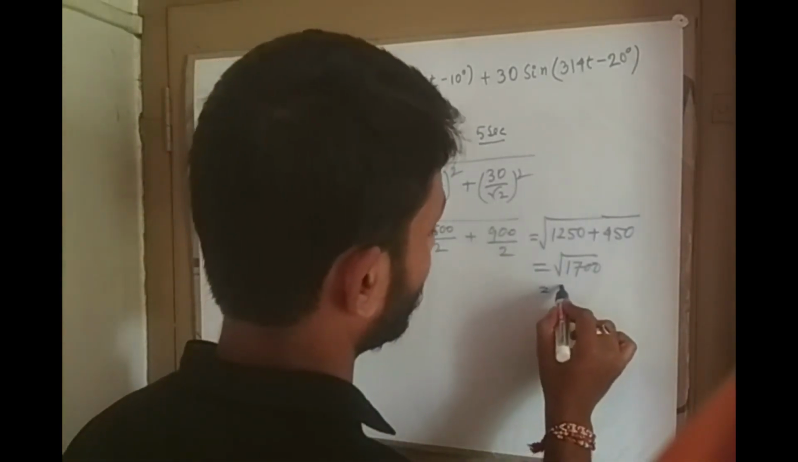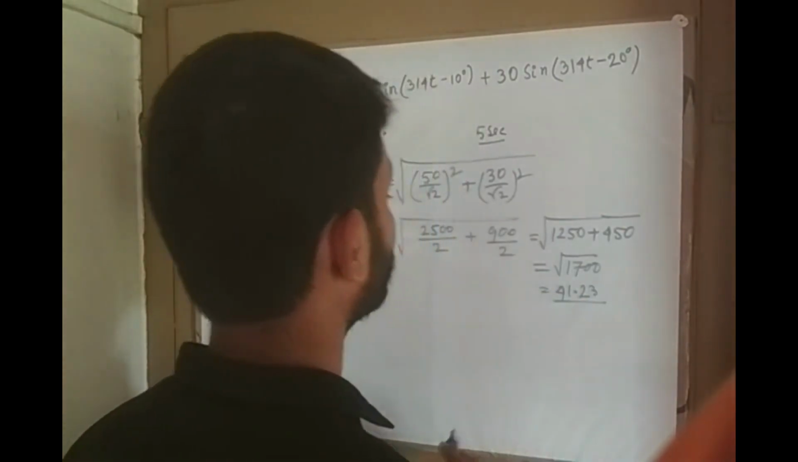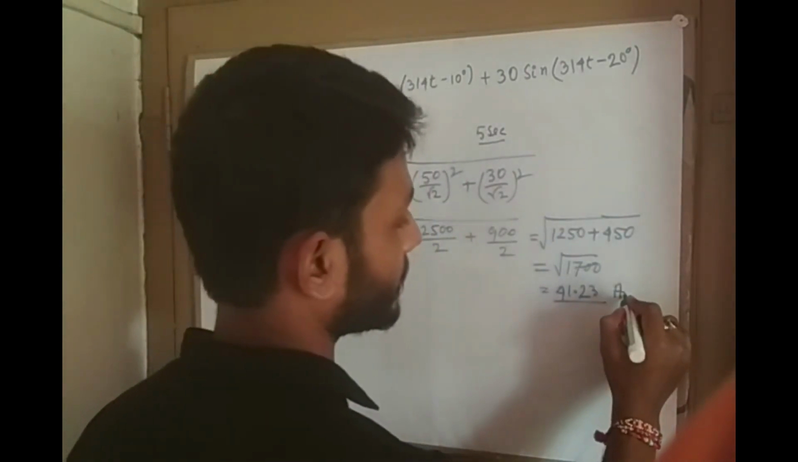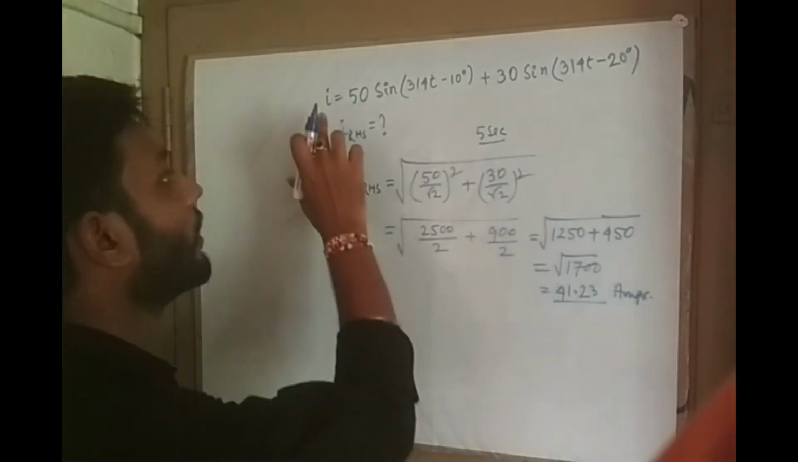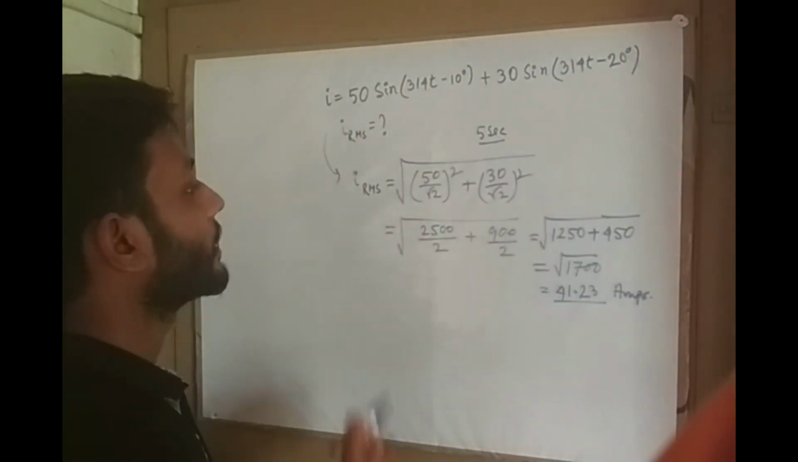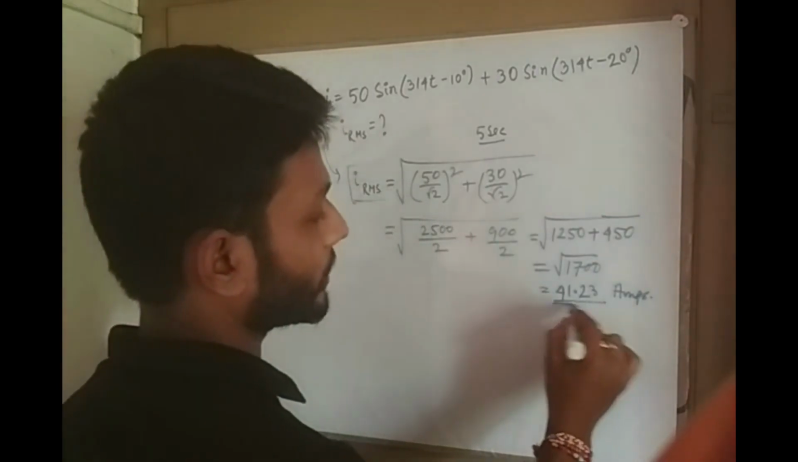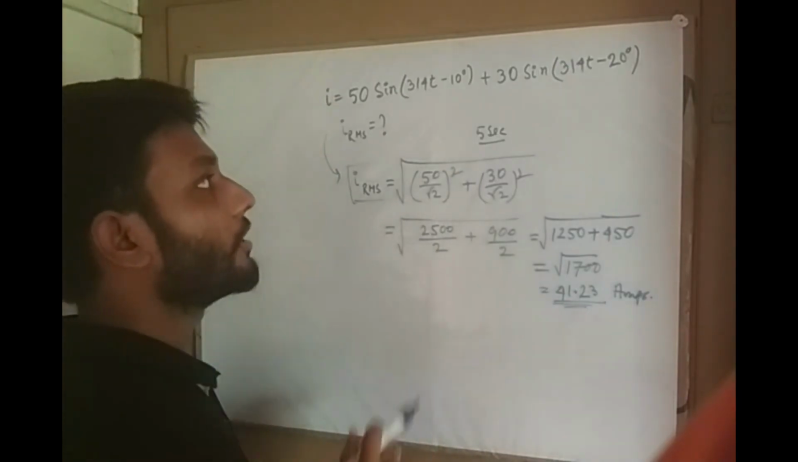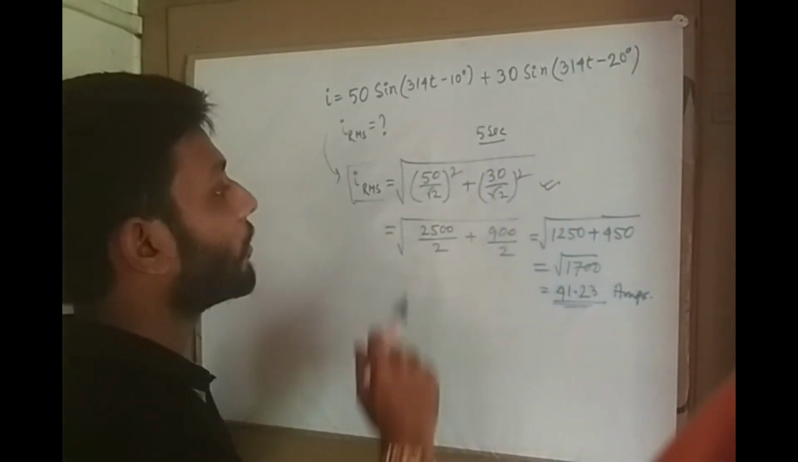The answer will come 41.23 ampere. This will be the value of this current equation. The IRMS will be this one. First of all, you have to know this one. What is the formula?